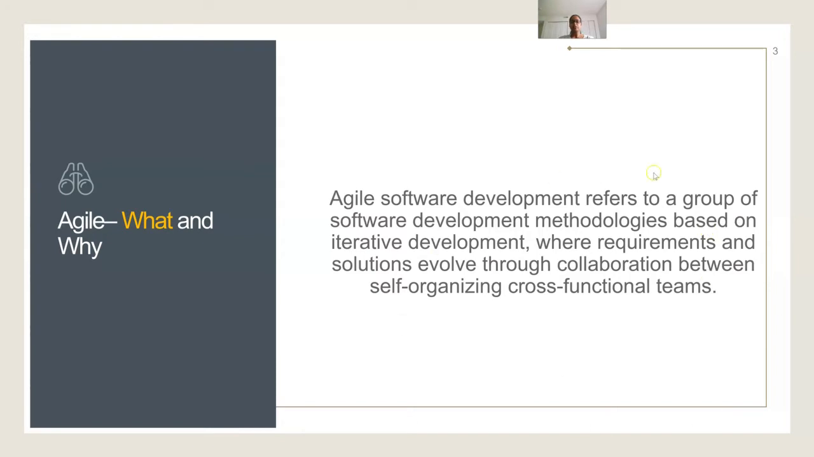Let us go through the definition of what is written over here. Agile software development refers to a group of software development methodologies based on iterative development. As we already saw, it focuses on the iterative feature of development, where the requirements and the solutions evolve through collaboration between self-organizing cross-functional teams. So the basic two points which have to be noted over here are the cross-functional teams and the iterative nature.